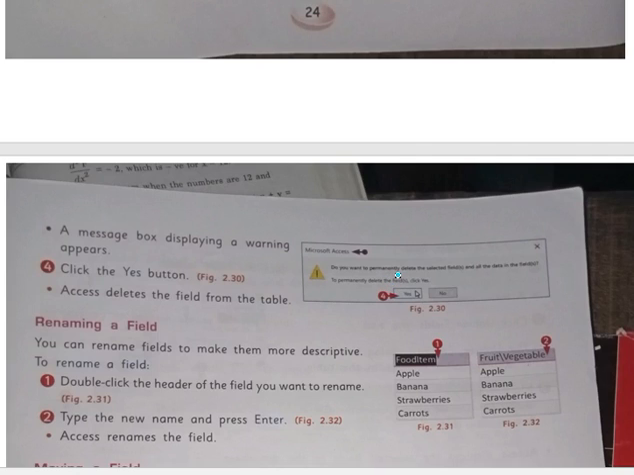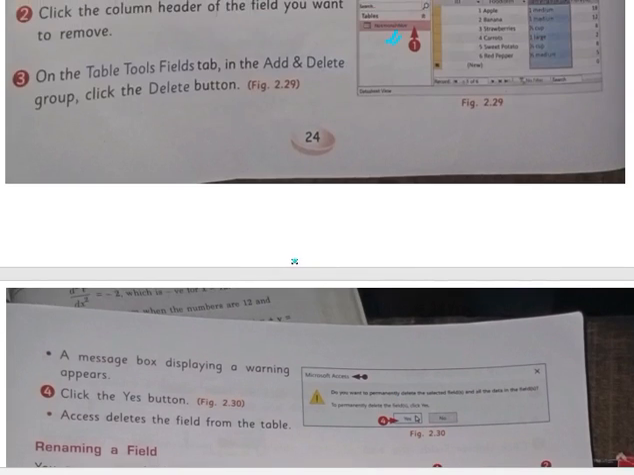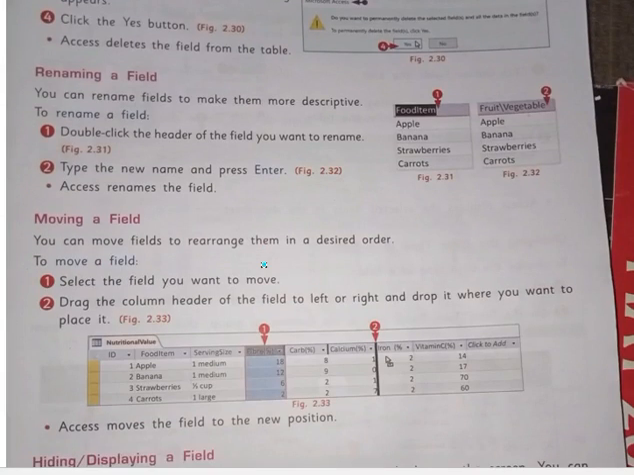So we have learned how to add a field and how to delete a field. Suppose some fields are already there and now you want to rename one. How can we rename that field? It is also very easy. You can rename the field to make it more descriptive.